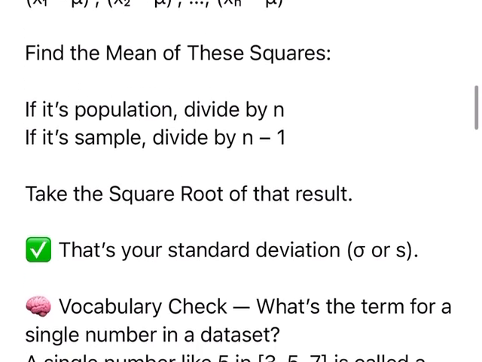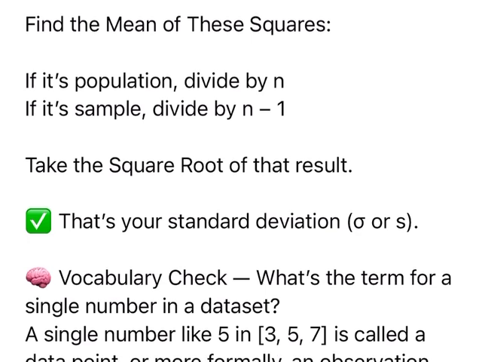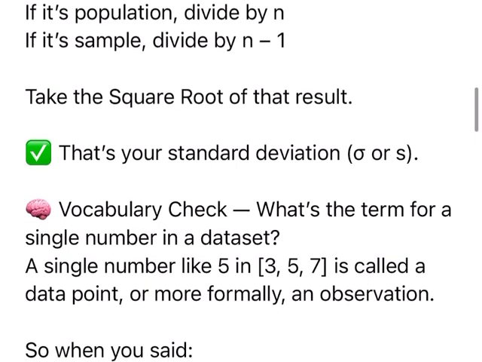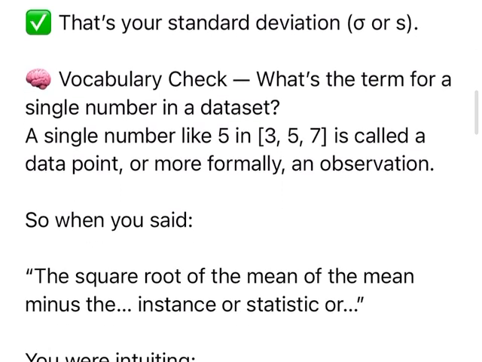Find the mean of these squares. If it's a population, divide by n. If it's a sample, divide by n minus 1. Take the square root of that result. That's your standard deviation, sigma or s.